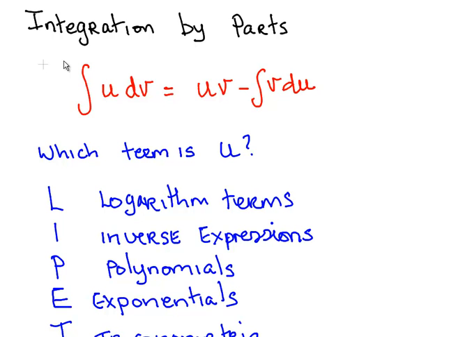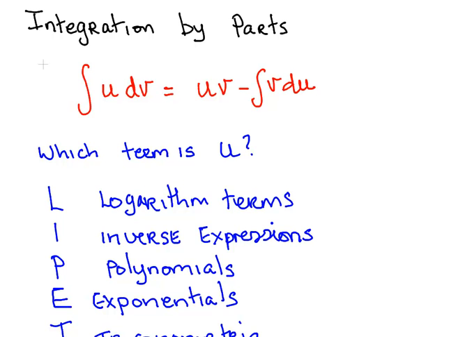Just again, recap, integration by parts. This is the formula here. What we're doing is trying to integrate a complex expression, and we're going to construct it in the form u dv, and to solve that, the formula is uv minus the integral of v du, with the idea that the integral of v du is much easier to solve than u dv.